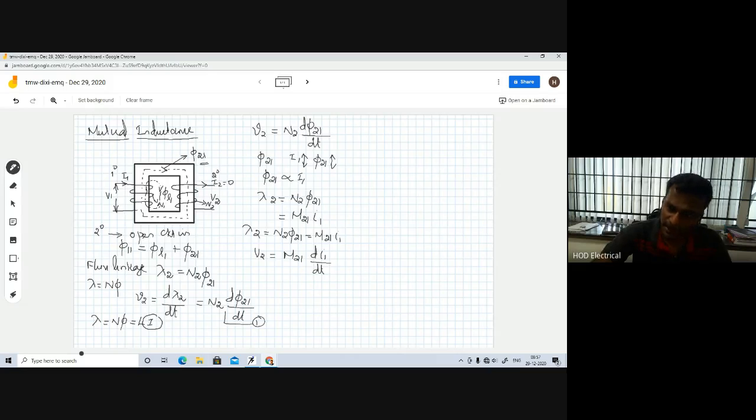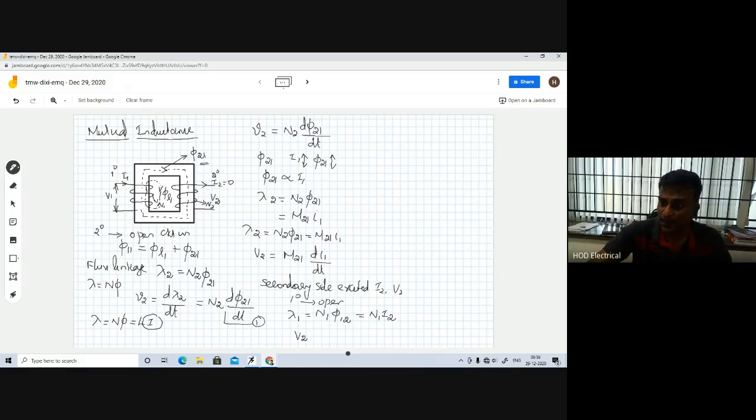Similarly, suppose the secondary side is excited by the current I2 and the voltage V2, and the primary side is open circuit. Going through the same process, we have the equation for lambda 1, the flux linkage in the primary winding. It can be written as the number of turns in the primary winding and the flux linkage in the primary winding due to the current flowing through the secondary winding, so we can write it as N1 into phi 12, or M12 into I2.